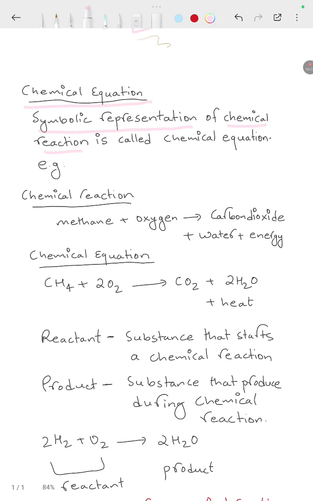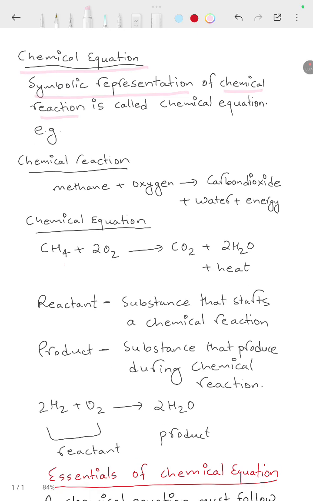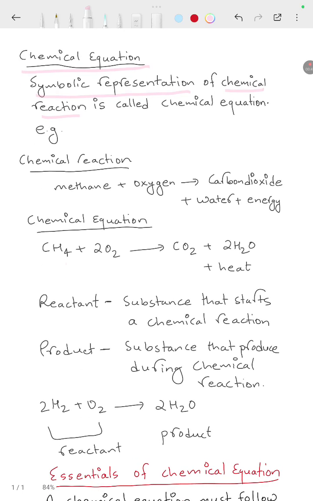For example, here is one chemical reaction. Methane reacts with oxygen to form carbon dioxide, water and energy. If we represent it in symbolic form, methane is written as CH4, oxygen is O2, and it forms CO2, 2H2O plus heat. This means a chemical reaction represented in symbolic form is called a chemical equation.